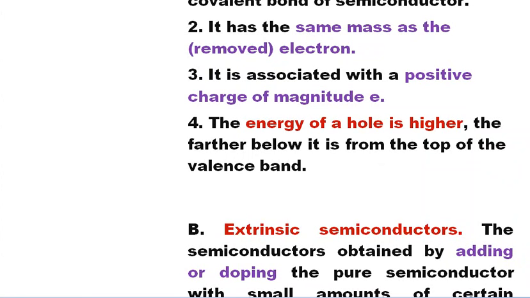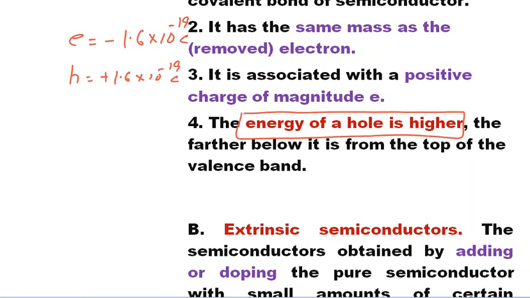We all know the charge on an electron is negative, 1.6 × 10^-19 coulomb. But the charge on a hole is plus 1.6 × 10^-19 coulomb. That's the concept here, students. The energy of a hole is higher. Whenever we compare the energy of an electron and a hole, the hole has a higher energy.